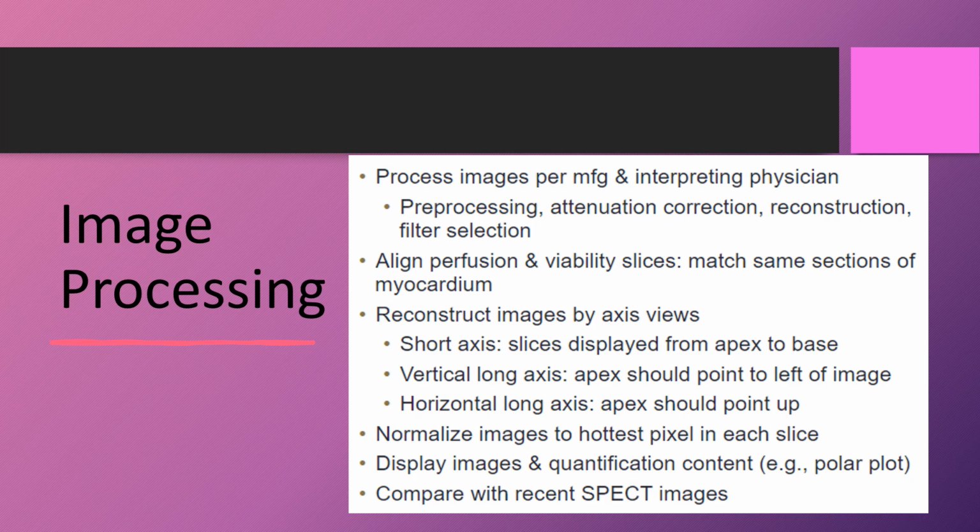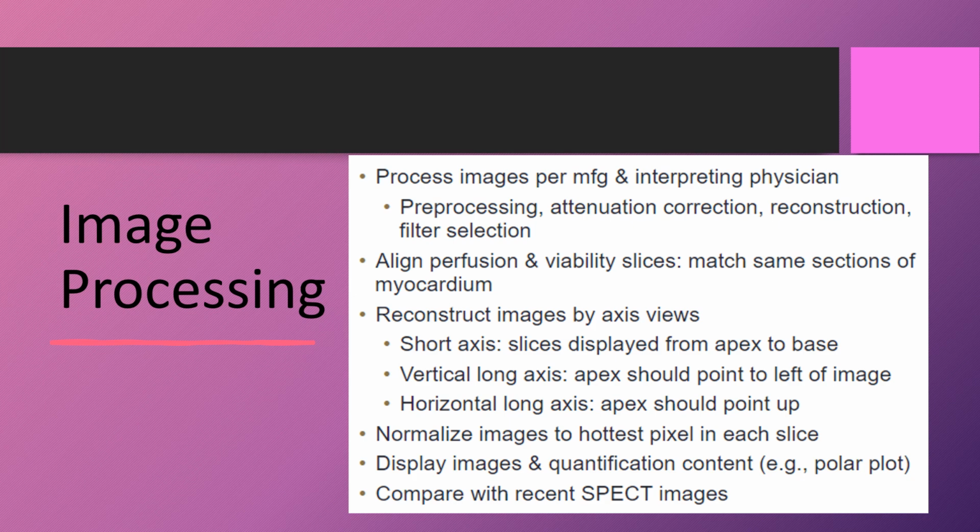Sometimes it will appear aligned on the acquisition, but when you transfer it to the cardiac processing software, it may create a misalignment. So you want to check it again and just make sure that the myocardium is aligned on CT and PET. And then you also want to align the perfusion and viability slices on the processed images. So you want to match the same sections of the myocardium with the resting study as well as the viability study.